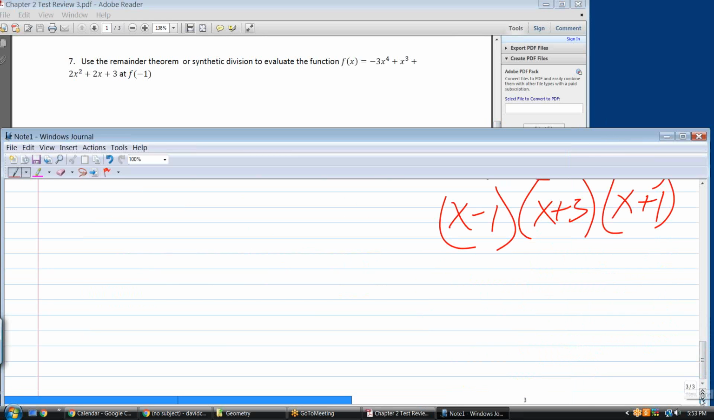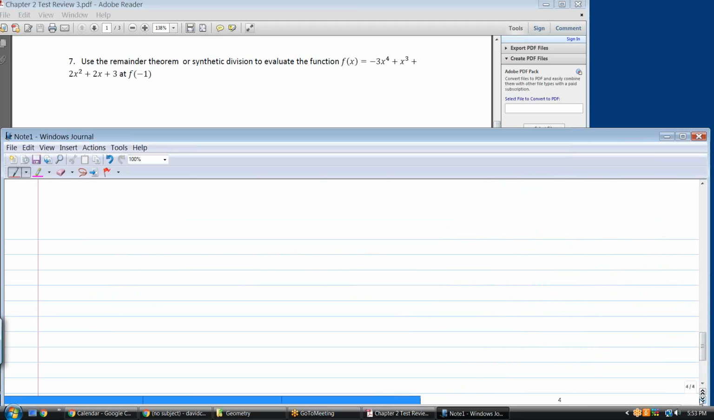Okay. I could do synthetic for this one and put -1 in the box. There's actually two ways to do this problem. Or I could plug in the -1 for x. I actually prefer that myself. There is, no, you know what? There is an advantage of doing the synthetic division.